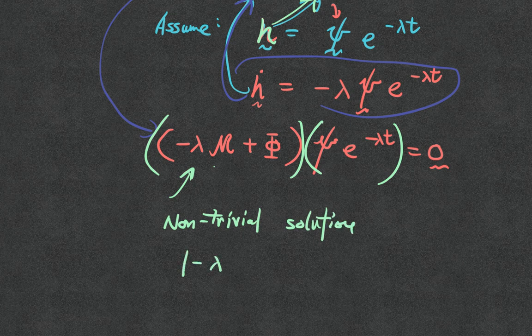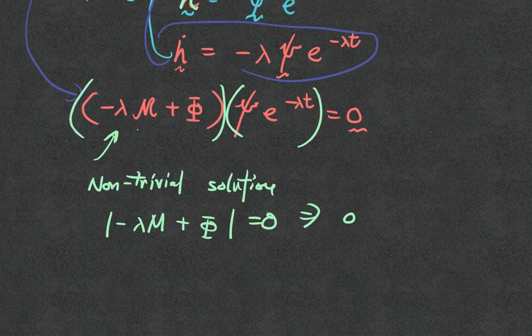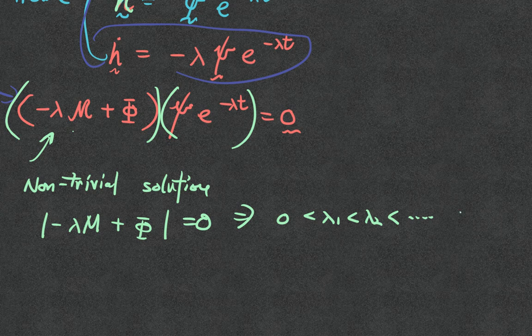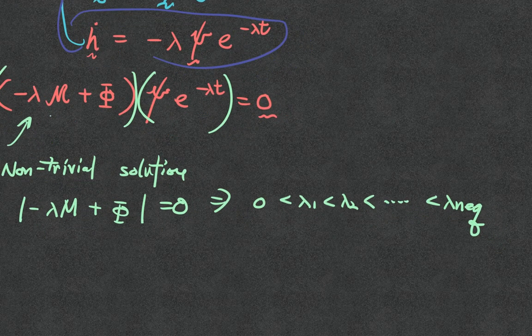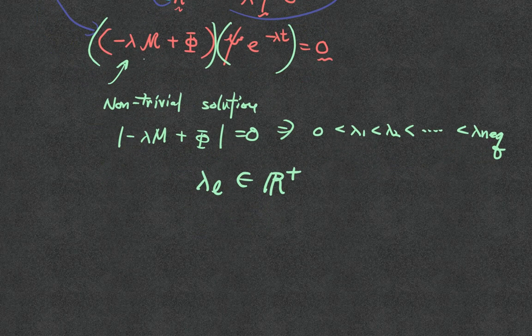I can calculate it by computing the characteristic polynomial of this, which gives me a number of lambda, the last one being the number of equations. In general, I want these to be positive real numbers, not even including zero. For the same reason, I don't want the system of equations to become singular.